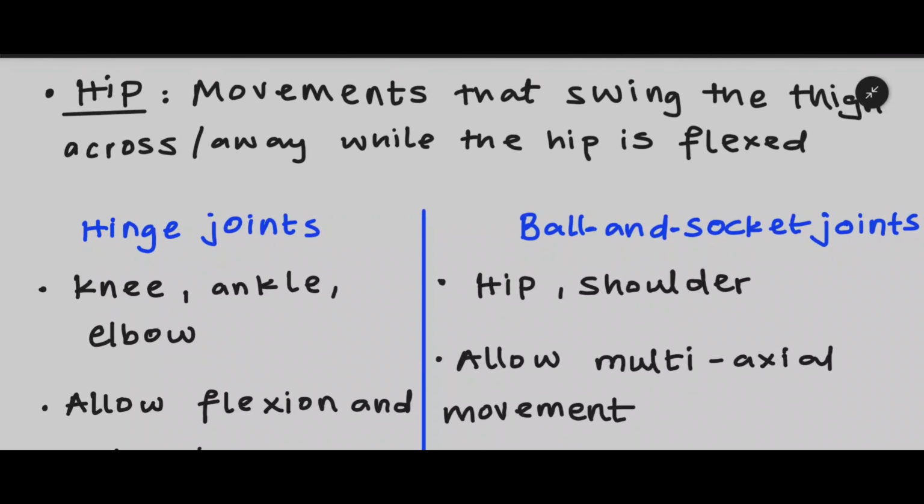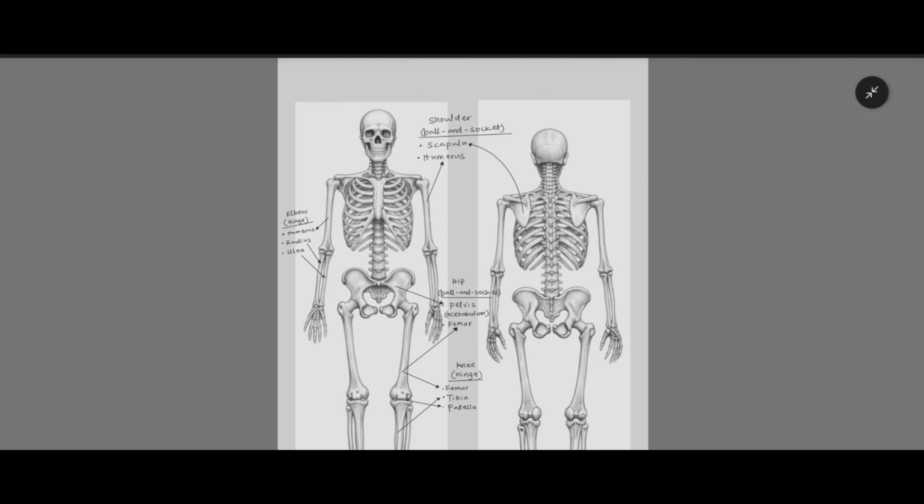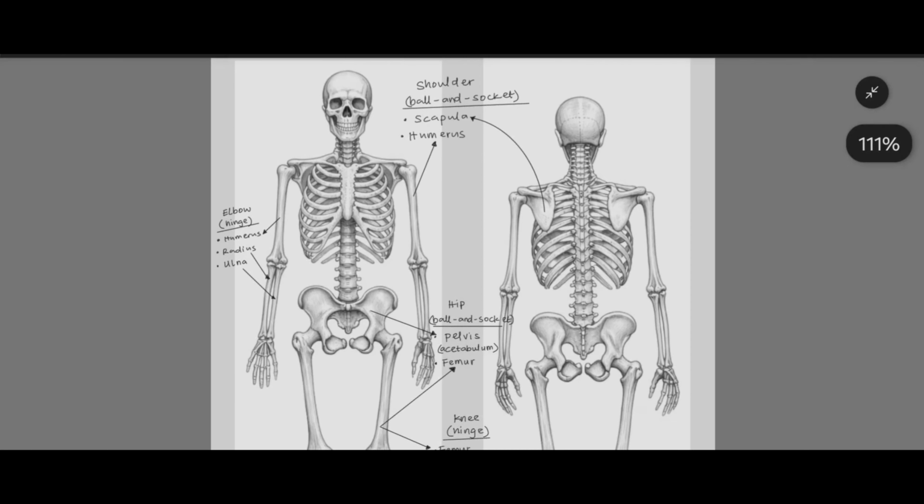Joint types and articulating bones. These are the two joint types you're going to use constantly in this course. Hinge joint and ball and socket joint. Hinge joints mainly allow flexion and extension. Ball and socket joints allow multi-axial movement, which means they allow pretty much every type of movement. Now you know the joints. Whenever you want to talk about the articulating bones, it just means the bones that are around the joint. These are the bones you want to talk about.